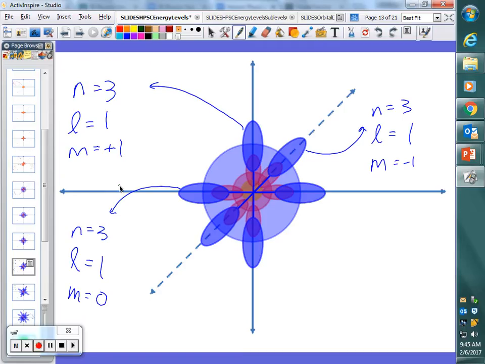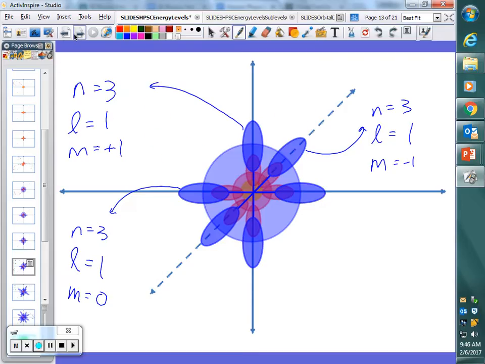Now, for p orbitals, L is 1, and that's why M can run from -L through 0, then to +L. Does that make sense?